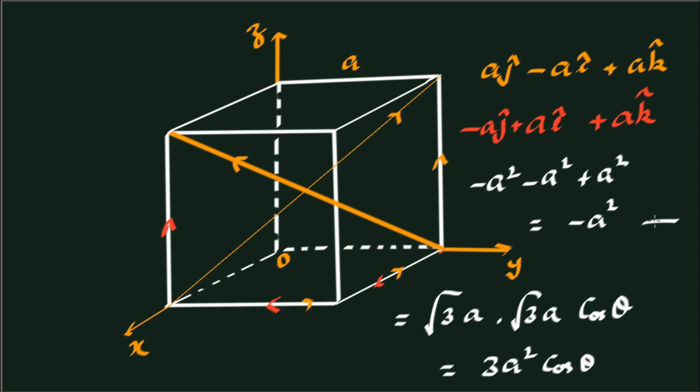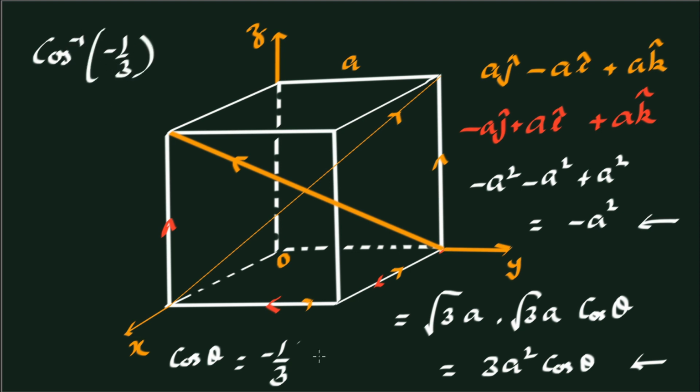So if I compare this formula for the dot product with this formula, I get cos theta is equal to, a squared cancels, minus 1 upon 3. The answer is cos inverse of minus 1 by 3. So this is 109.47 degrees. Does that ring a bell? Does it sound familiar? Think about it.